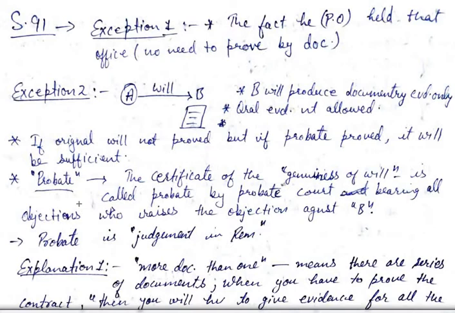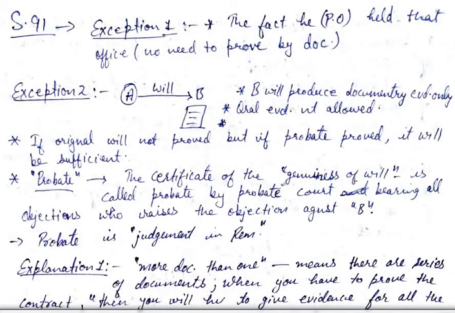And after taking all the objections and hearing everyone, the court will examine the genuineness of the will, and if the court finds that the will is genuine, then it will issue a certificate of genuineness, and that certificate of genuineness will be called the probate. That certificate of genuineness is in typed form and stamped by the court, that is called probate.